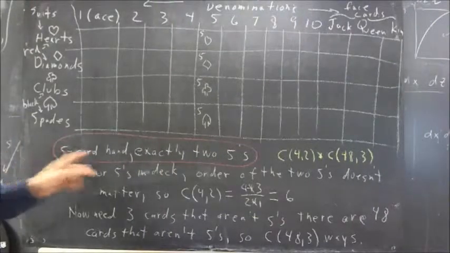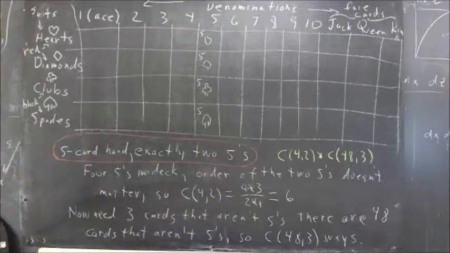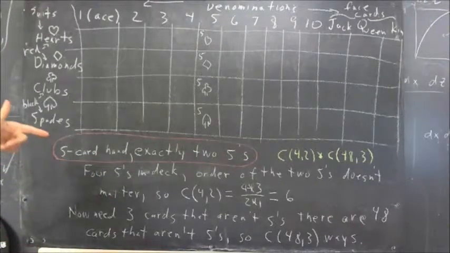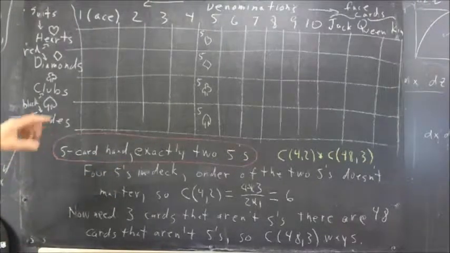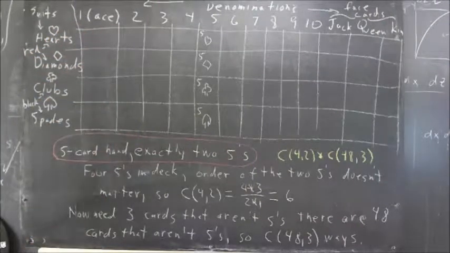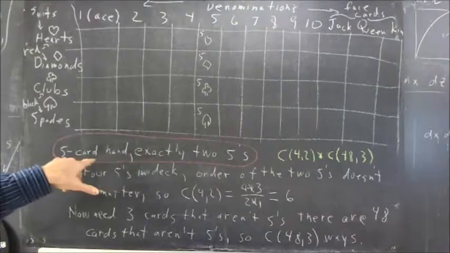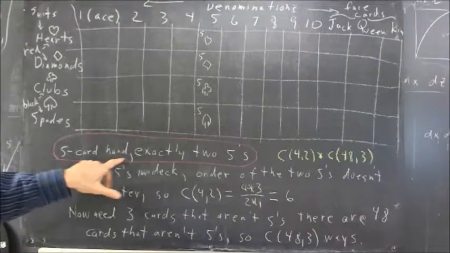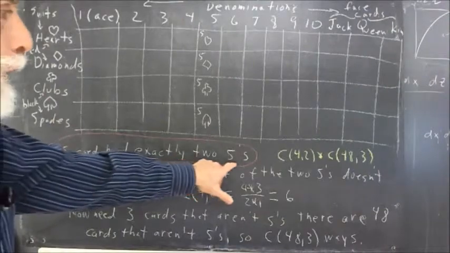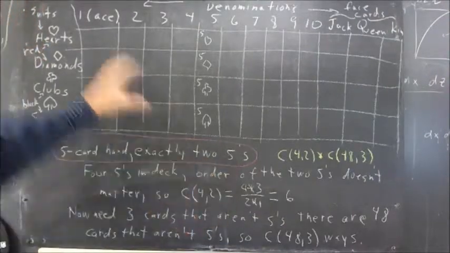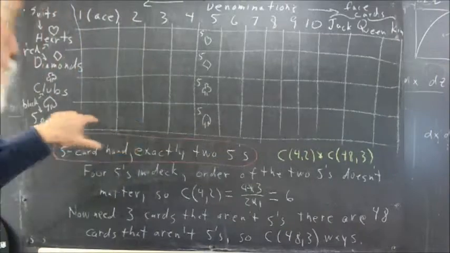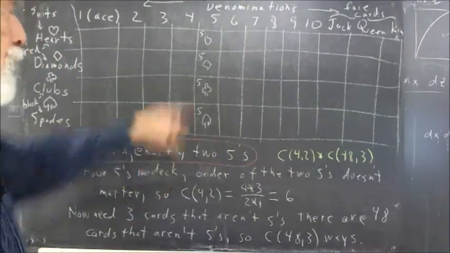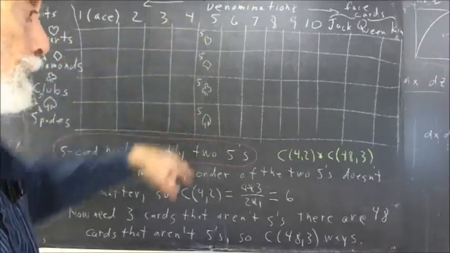So the first question on the document posted for today's class, we have a 5-card hand. That is, we're going to deal 5 cards without replacement. We're going to take 5 cards off of the deck. And how many ways can that 5-card hand contain exactly 2 of the 5s? So we have 52 cards here, 52 possible cards, and how many ways can we get exactly 2 of these?